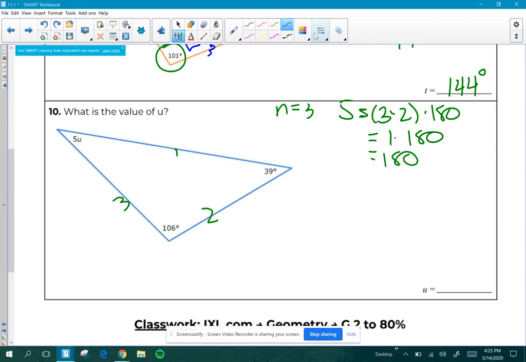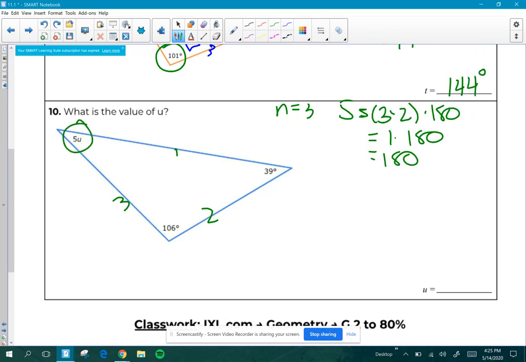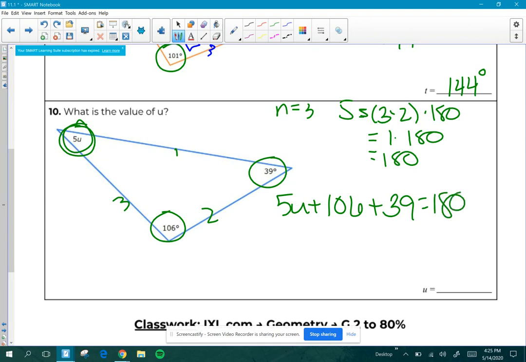Then we did examples like this in chapter 5, so this should be somewhat of a review, adding everything that we have. So I'm adding 5u plus 106 plus 39 equals 180. We want to combine like terms, so I can add 106 and 39, and I get 145. Don't forget to bring down the 5u.